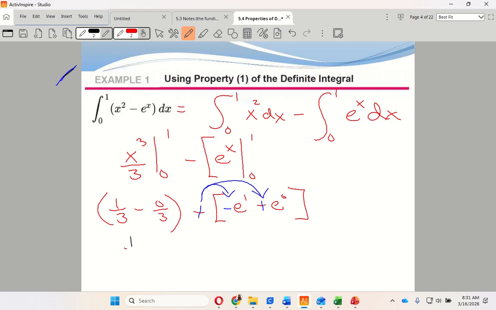So you have minus e, and then plus one, right? Oh, okay. So together, that's going to give me 4/3. So 4/3 minus e. Make sure. Do we go all the way to 3?